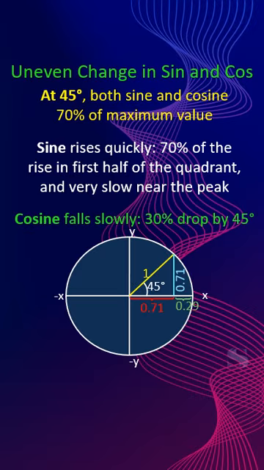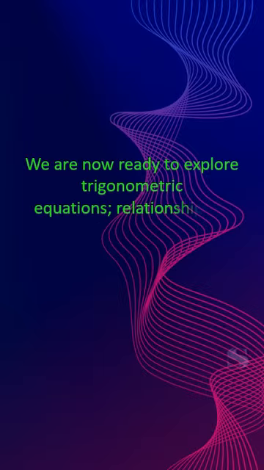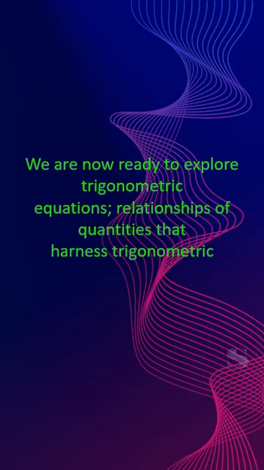Now compare this with cosine. At 45 degrees, cosine is also 0.7, which means it has only dropped 30% from its maximum value of 1, the length of the radius. So, cosine decreases slowly in the first half of the quadrant and drops more steeply later. This shows us that even in uniform circular motion, the rate at which x and y values change isn't even. Sine increases rapidly, while cosine decreases gradually in the same interval. We are now ready to explore trigonometric equations, relationships of quantities that harness trigonometric functions.